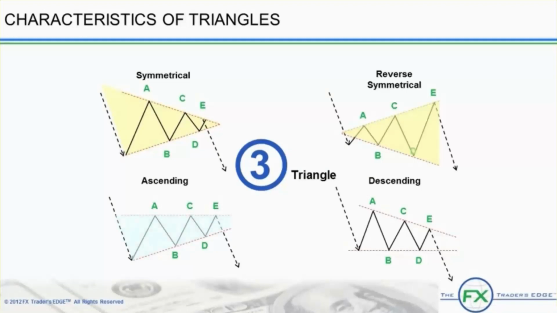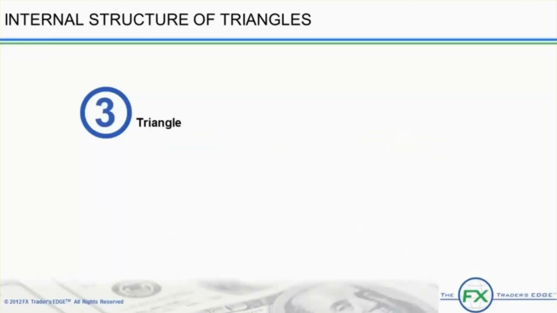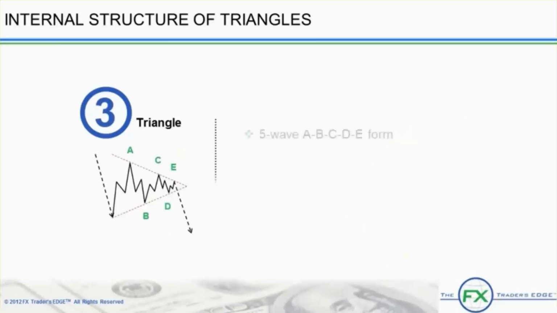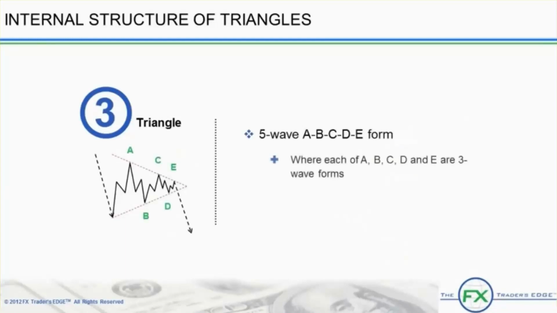Notice the difference between the ascending and the descending triangle. The ascending triangle moves within converging channel lines with a flat top and upward sloping bottom. The descending triangle moves within converging channel lines with a flat bottom and downward sloping top. Internal structure of triangles. The triangle has a 5-wave ABCDE form, where each of the A, B, C, D, and E legs are 3-wave forms. This corrective sequence trades as a corrective, corrective, corrective, corrective, corrective sequence.